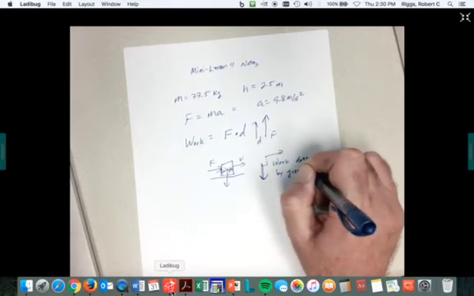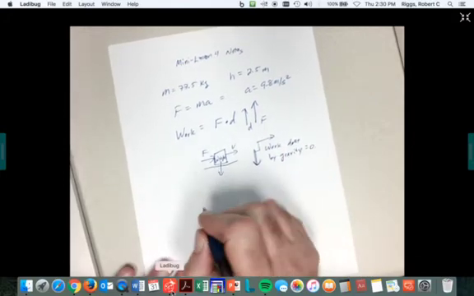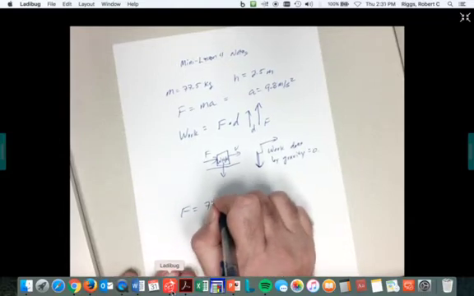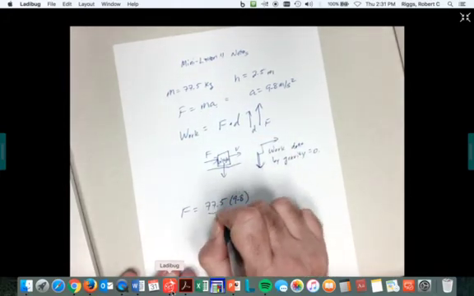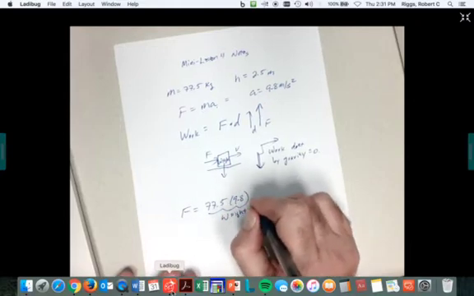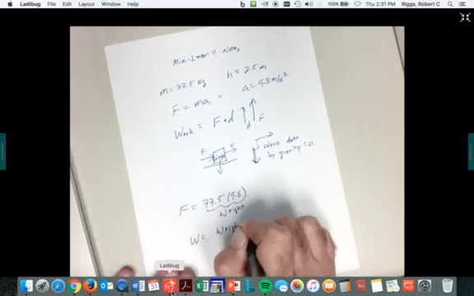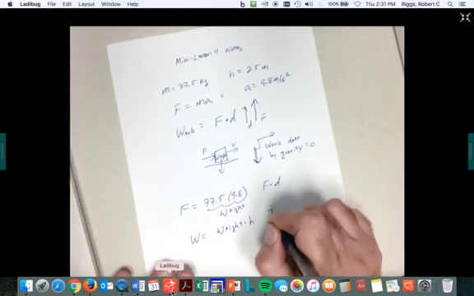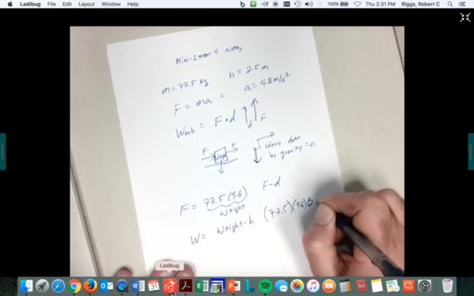Kind of got ahead of myself there. Okay, let's just go back to this problem. The force he's lifting with is going to be the mass, 77.5, times the acceleration, 9.8. That gives you the weight that he's lifting, which is also the force. And so the work done is the weight that he's lifting times the height that he lifted it, or F times D. So 77.5 times 9.8 times 2.5 meters.